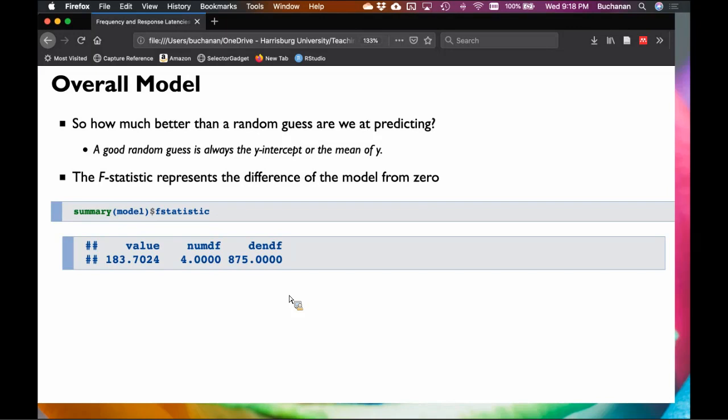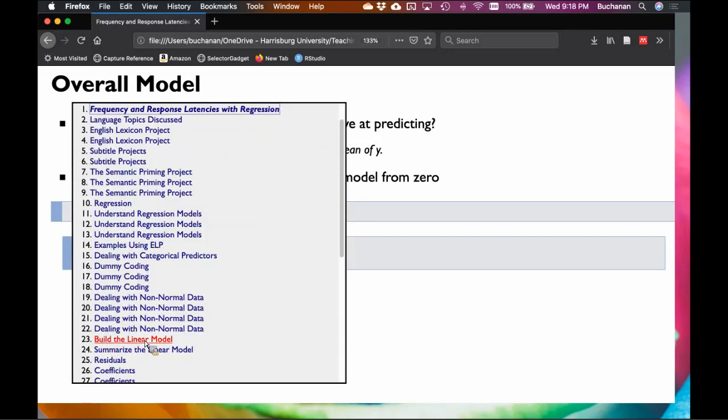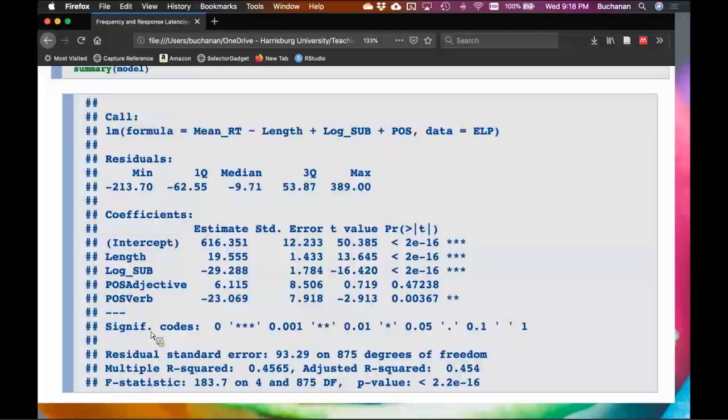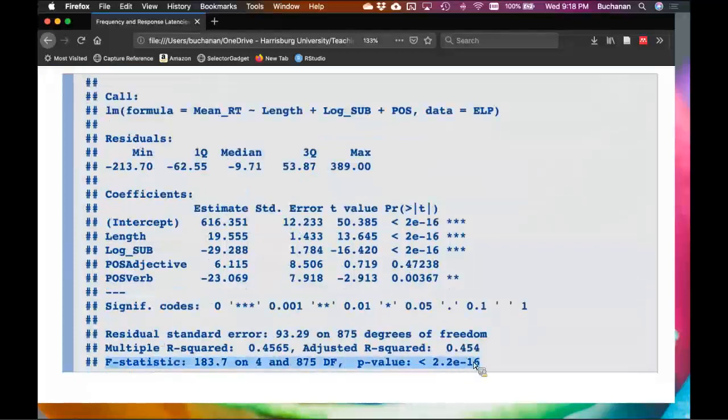And so we see we get F here and our degrees of freedom, but if we looked at that summary here, we get a more readable version. Okay, and so that is different from 0. We can look at our R squared, which is about 46%, which is pretty good.